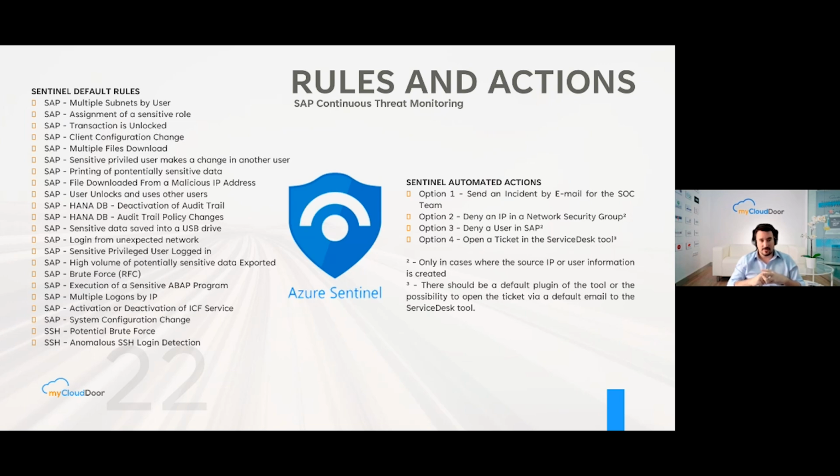And of course, when we detect this behavior in our events and logs, we need to create some automated action. For example, we have here in option 1, we can send an email to our SOC team. You can deny the IP in the network security group. For example, a user is trying to connect from an unknown network or an unexpected IP. So I can create an automation that when we detect this alert, this incident, I can deny this IP in a proactive way, in a network security group.